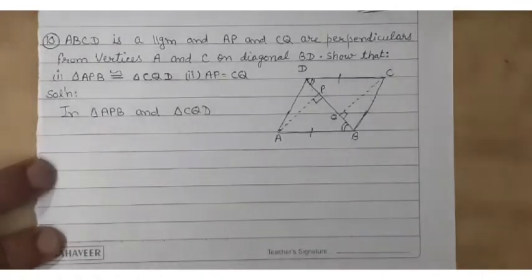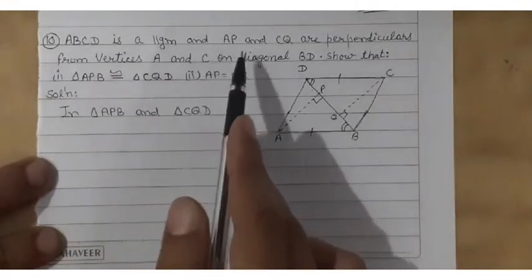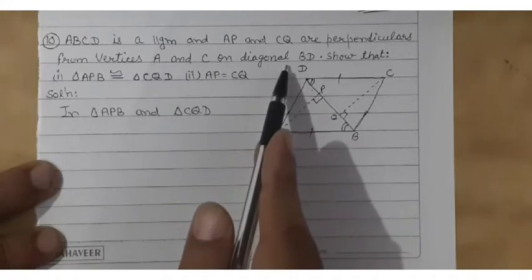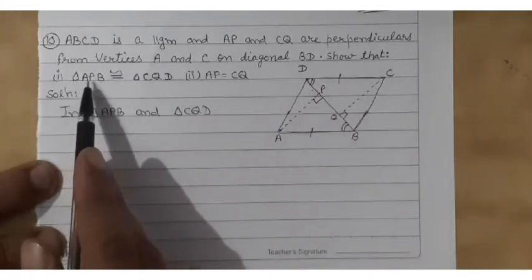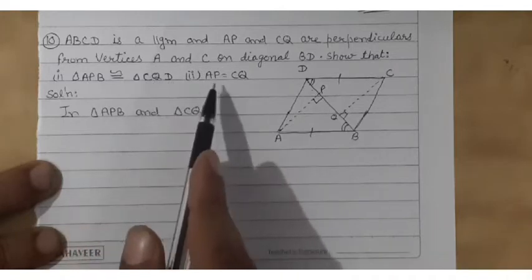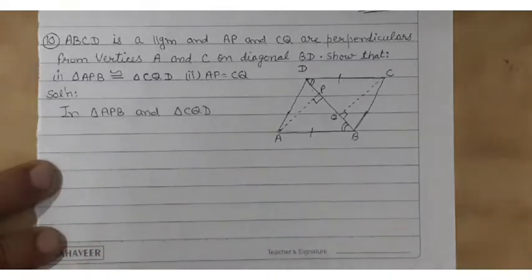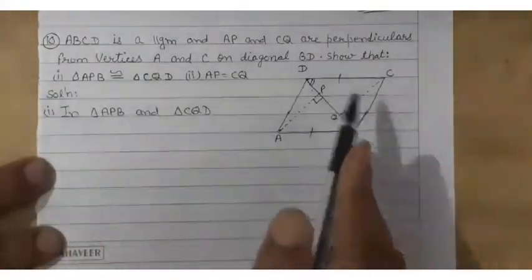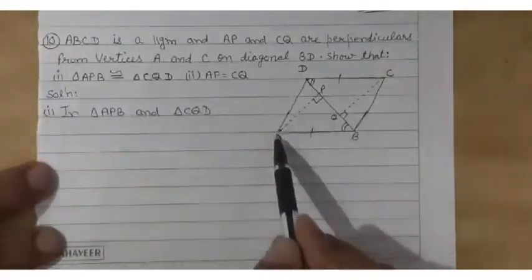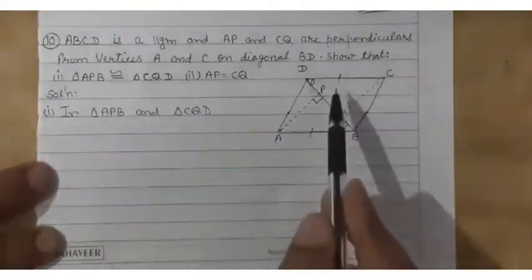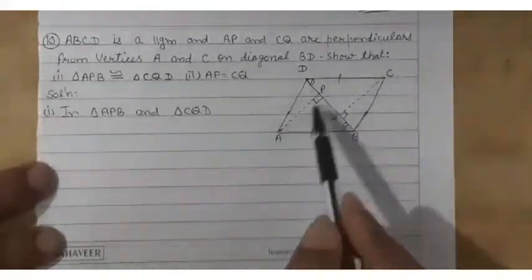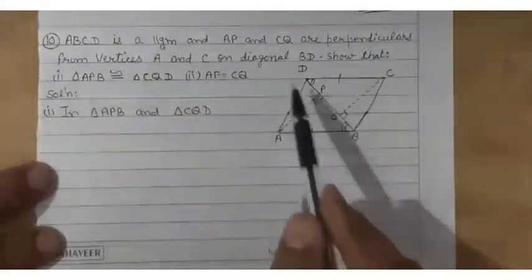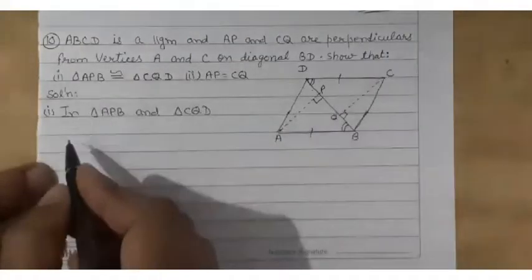Yes, question number 10. ABCD is a parallelogram and AP and CQ are perpendiculars from vertices A and C on diagonal BD. Show that first, triangle APB is congruent to triangle CQD, and second, AP is equal to CQ. Before starting, I am explaining the figure. ABCD is a parallelogram, so opposite sides are equal. AP and CQ are both perpendiculars, 90 degrees, and they lie on BD.